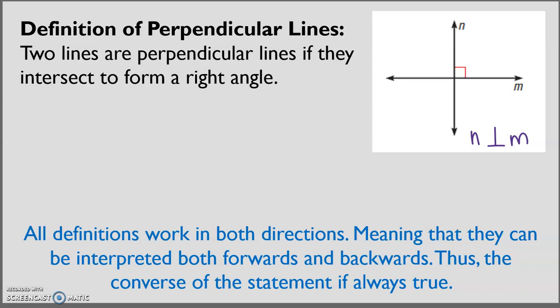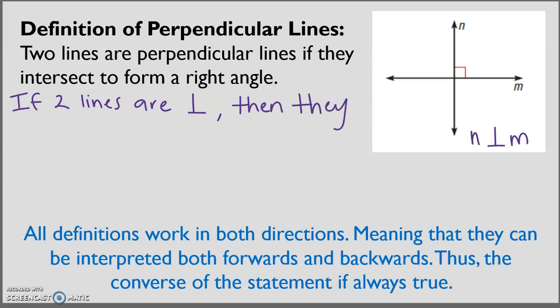So the first thing I'm going to do is write this as a conditional statement. So, if two lines are perpendicular, then they intersect to form a right angle.